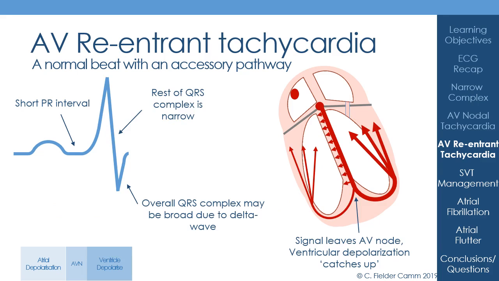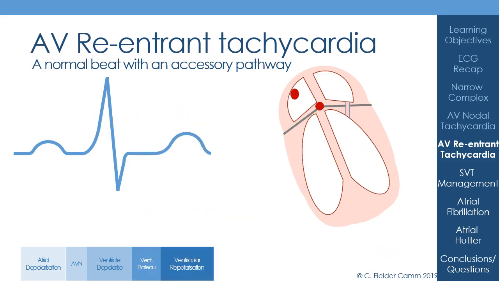Then the signal leaves the AV node as it would in a normal heart and depolarizes the rest of the ventricle through the rapid conducting system, and so it kind of catches up. And so you get this short PR interval with this slurred upstroke, and then the rest of the QRS complex is narrow and looks pretty normal. But overall, that QRS complex may be broad because of this slurred upstroke, which is also called a delta wave. So that's what people are talking about when they say delta wave on an ECG. They mean this slurred upstroke at the beginning of the QRS complex.